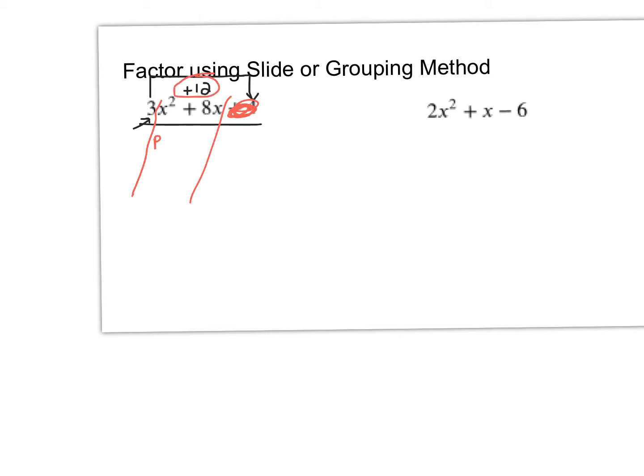My product is positive 12. My sum is positive 8. The 2 numbers that do this are plus 6 and plus 2. Now here's the trickiest part about the slide, folks. Don't forget, since we did the slide, we have to divide by the lead coefficient. So this 3, we now have to divide everything by the 3.